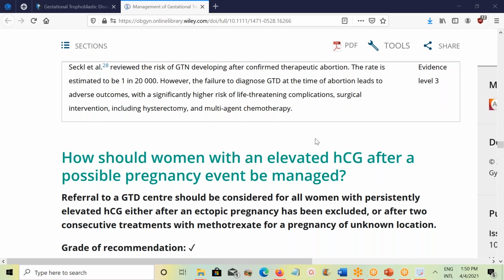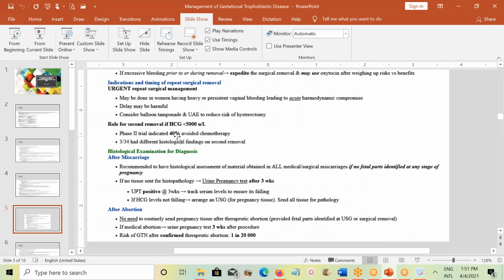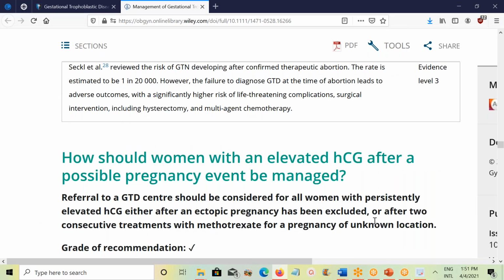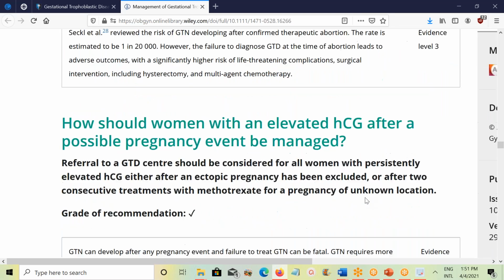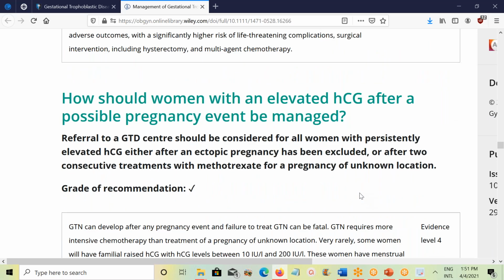Fetal parts were identified at any stage of pregnancy. That is correct, you don't have to send. But we are not talking about the general background, not exclusively about GTD. In all pregnancies, do you send the tissue or don't we? We send the tissue, right? Why? Because we want to exclude other things.